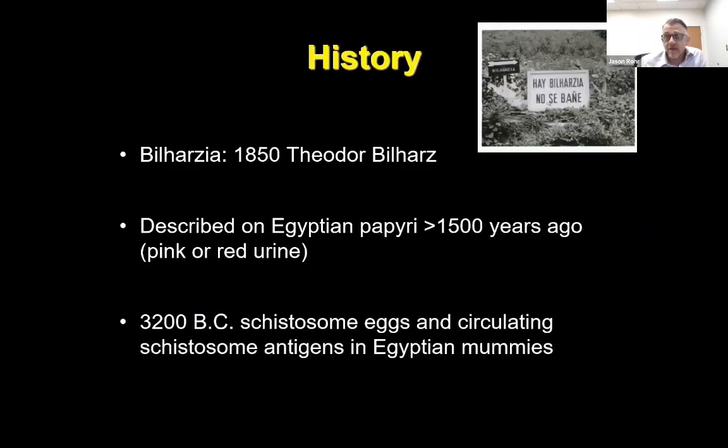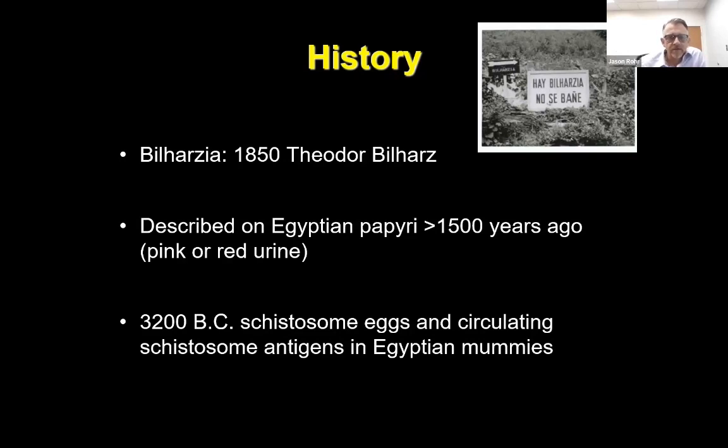So there's a rich history in this disease. It goes back as far as Egyptian mummies. Schistosome eggs and circulating antigens have been found in Egyptian mummies. So it's been around for quite a long time.